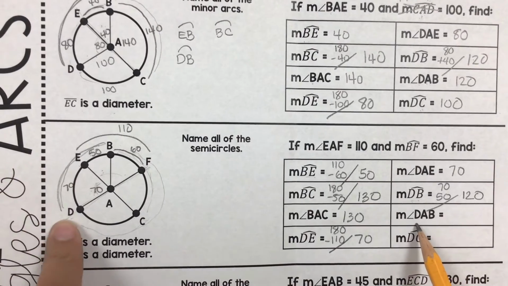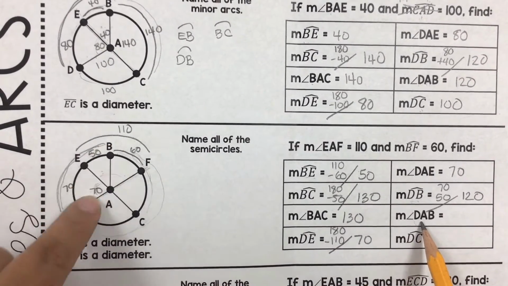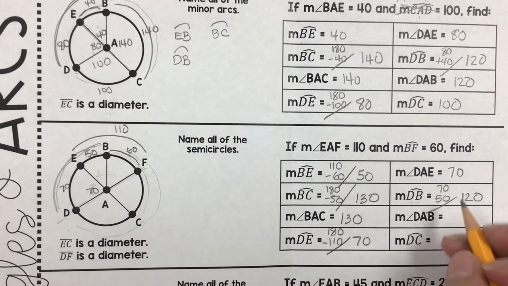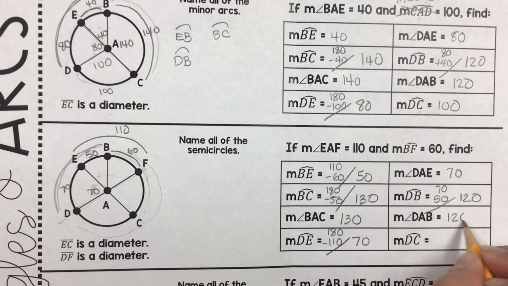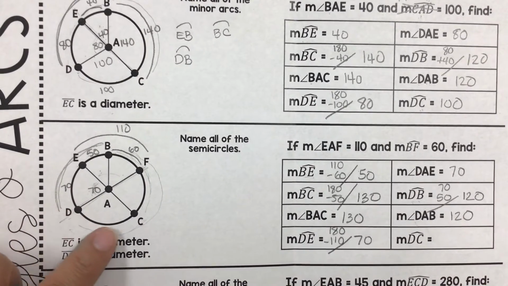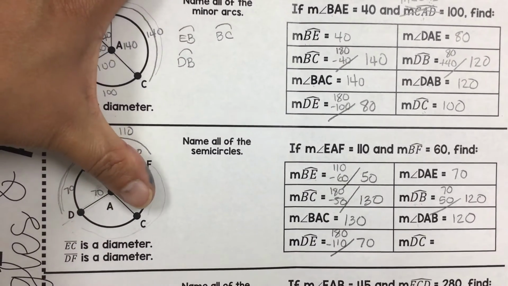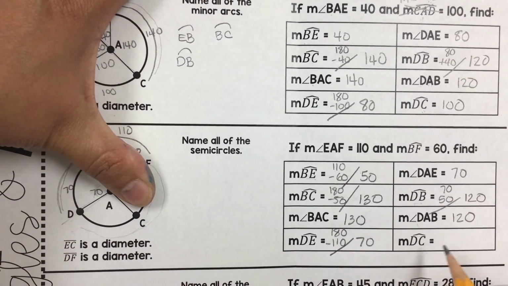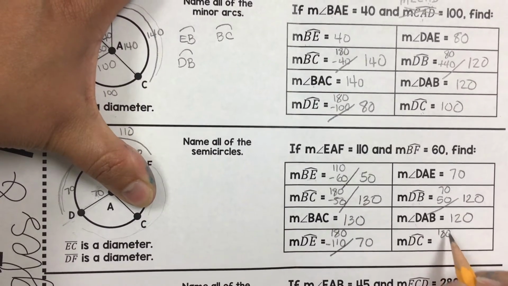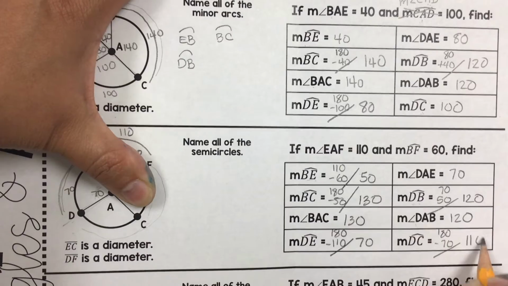Now the angle DAB, we still add those two angles together. They're going to be the same as the arc, 120. DC. DC is this measurement right here. Don't forget that this is 180. So 180 minus 70 is 110.